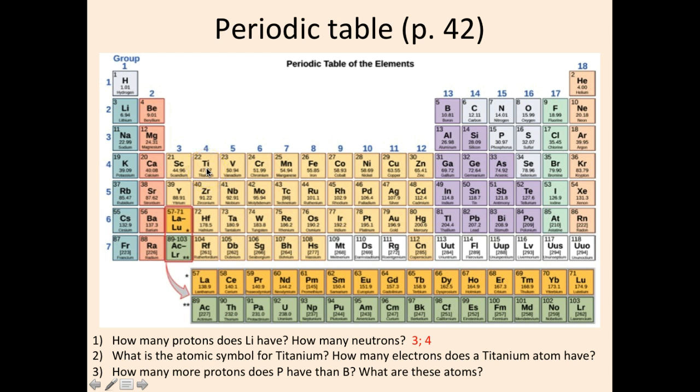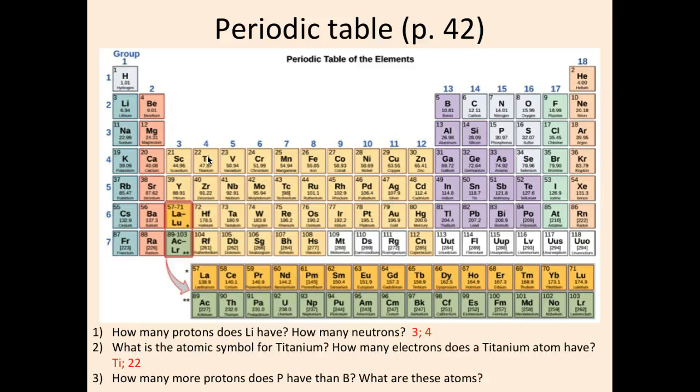How many electrons does titanium have? Well, we have to remember that the number of positively charged protons and negatively charged electrons will be the same in an uncharged atom. So if we look at the atomic number, 22, that is how many protons it would have. So that is also the number of electrons. So we see the atomic symbol is a capital T, lowercase i, very important that the second letter in any atomic symbol is lowercase, and it has 22 electrons to correspond with the 22 protons.